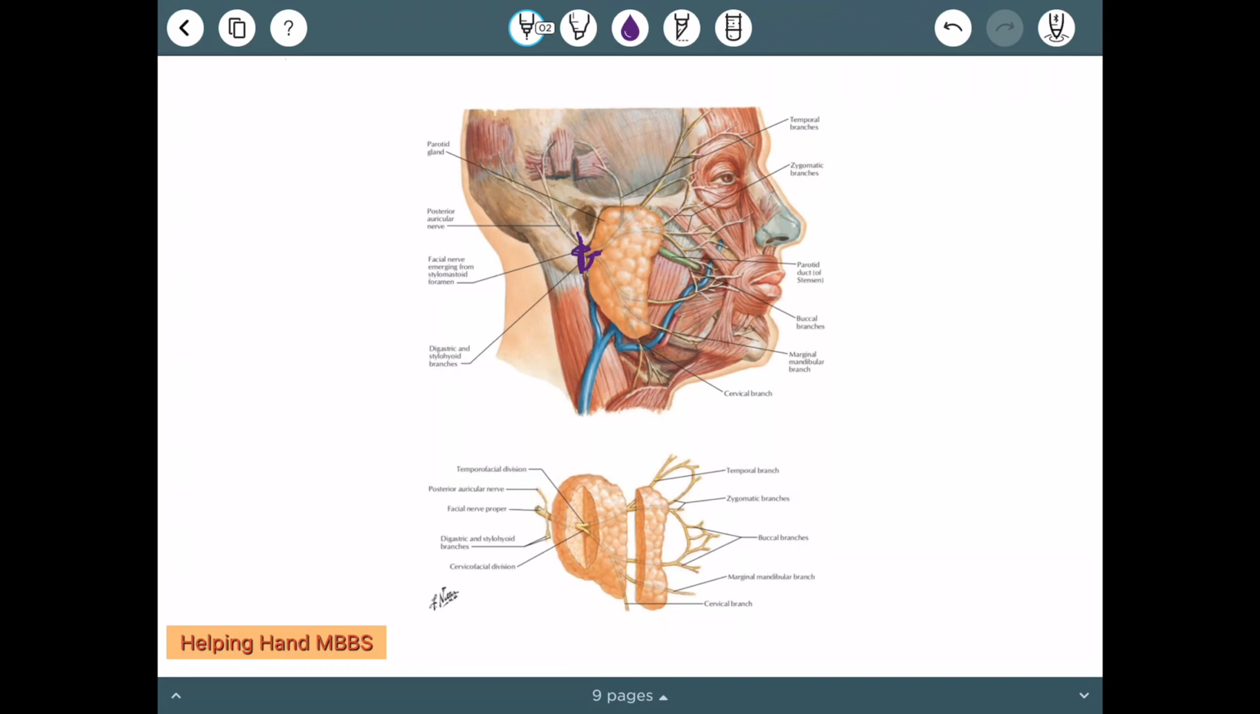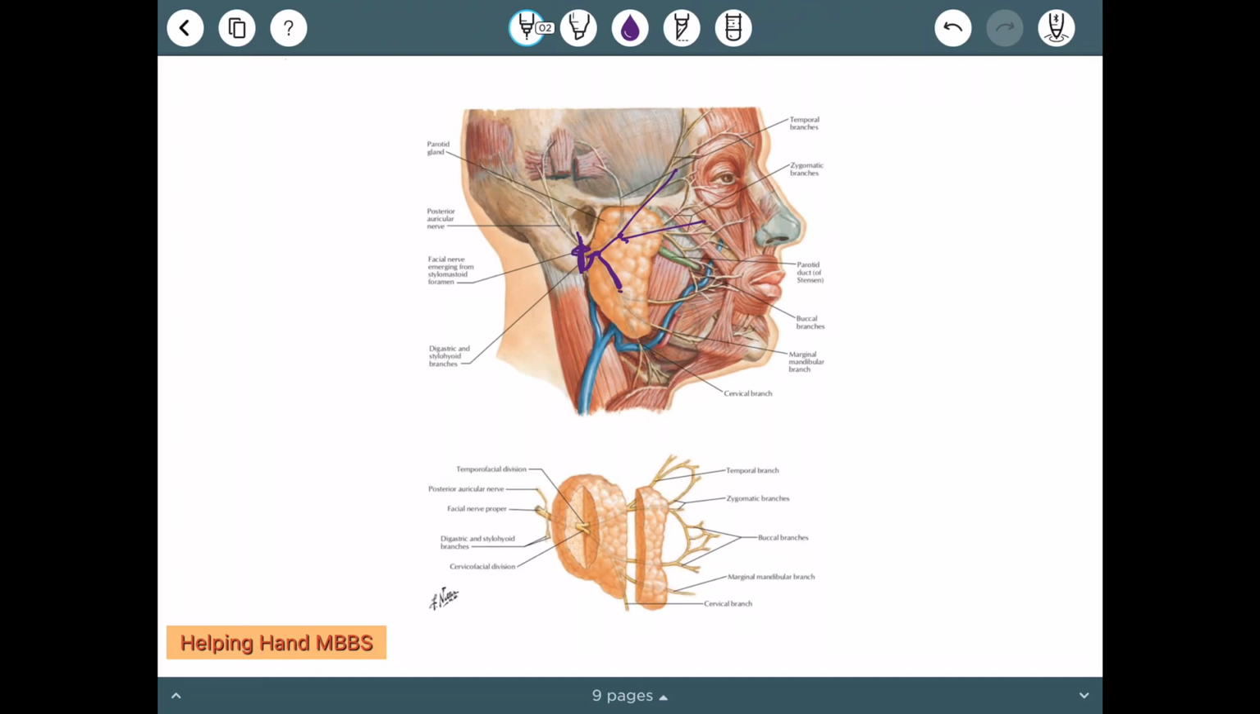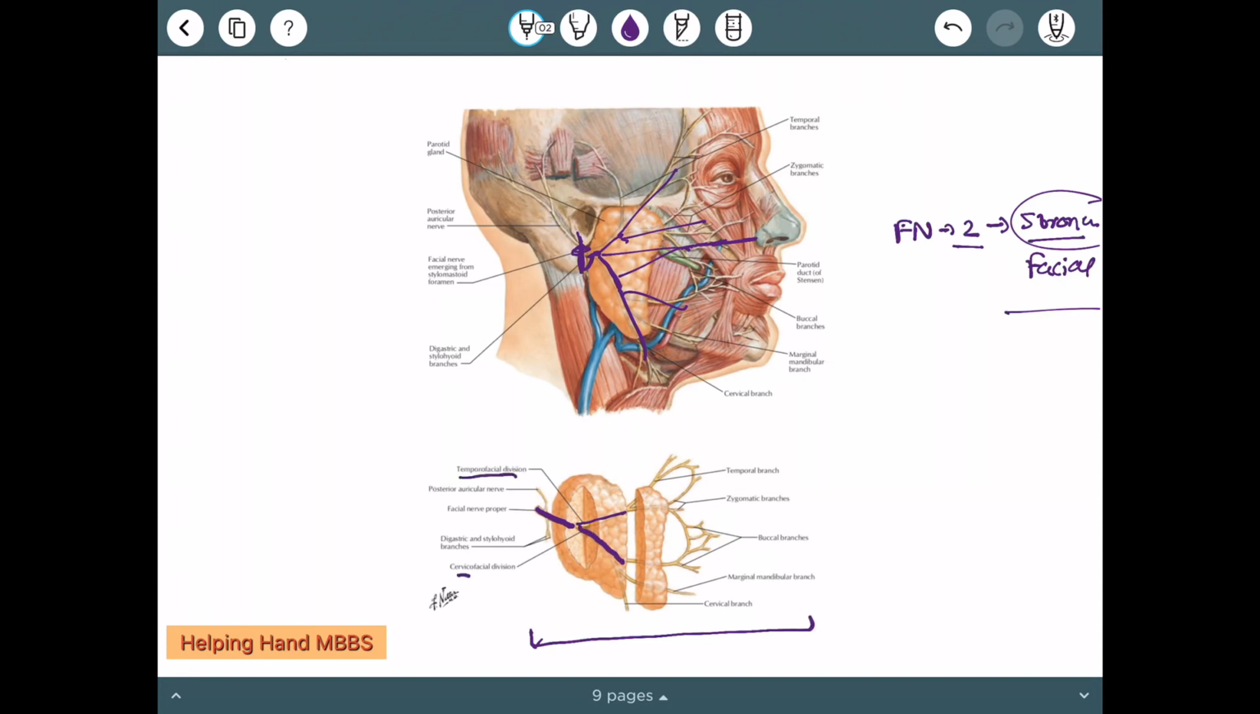In the parotid gland, it divides into 2 branches, which further give 5 branches to supply the facial muscles. This diagram will help us understand it completely. The facial nerve proper enters the parotid gland. It divides into 2 parts, the temporofacial division and the cervicofacial division.